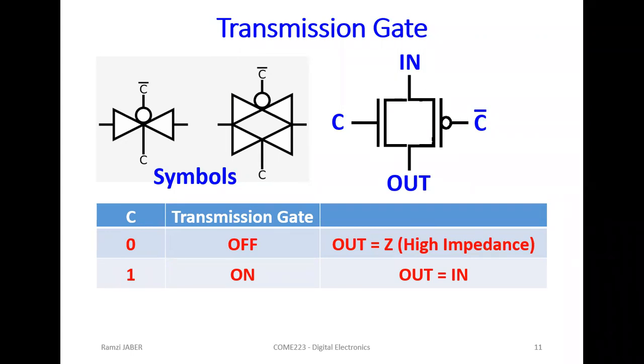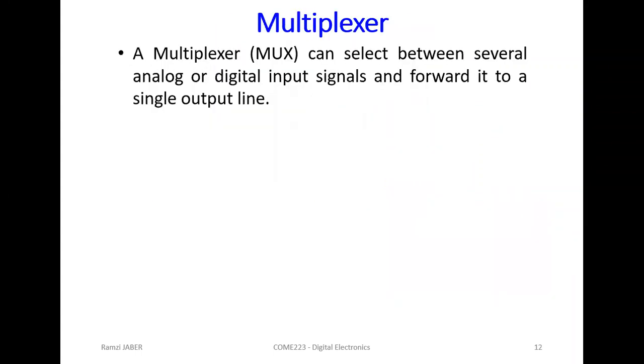To avoid this high impedance when using a transmission gate, we need to implement something else. Okay, we'll see it in the multiplexer. So till now, any question? No, doctor. Perfect. Let's begin.